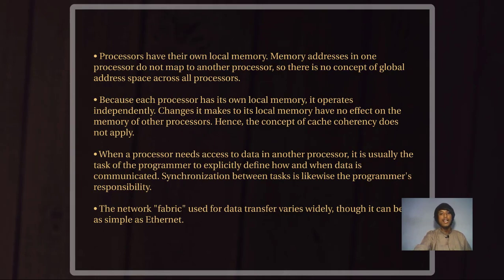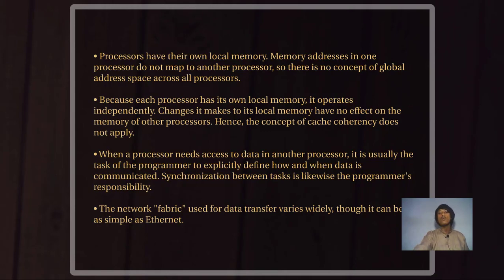Processors have their own local memory. Memory addresses in one processor do not map to another processor, so there is no concept of global address space across all processors. Because each processor has its own local memory, it operates independently. Changes it makes to its local memory have no effect on the memory of other processors. Hence, the concept of cache coherency does not apply.